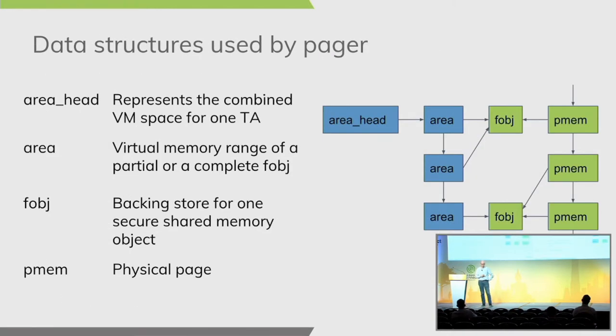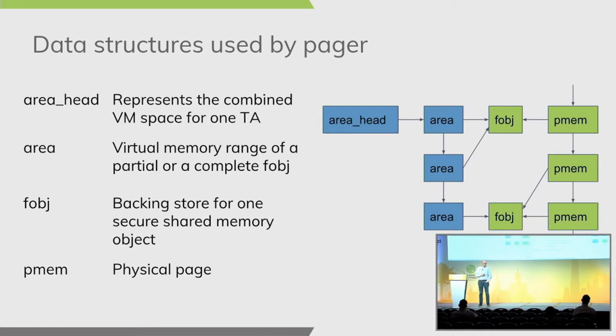So we have some data structures in order to keep track of all this. The blue blobs are context-specific. I mean, they're used only in a single TA in order to represent the virtual memory. So we have the head of the different areas, and each area represents a virtual memory range, which uses a fobj, and the fobj is the backing store that we saw in the previous page. The areas either represent a complete fobj or a part of a fobj. It can't represent several fobjs.